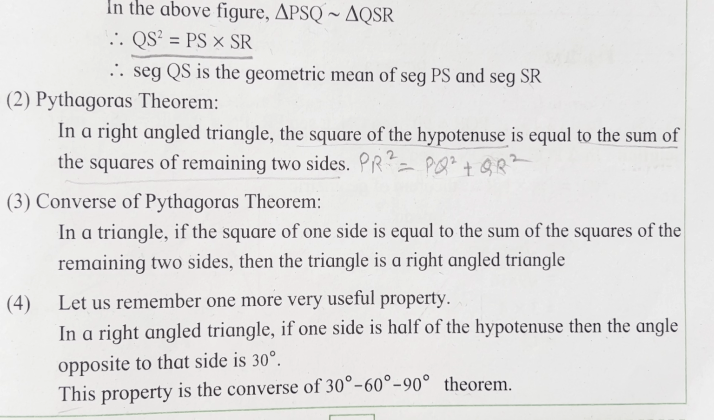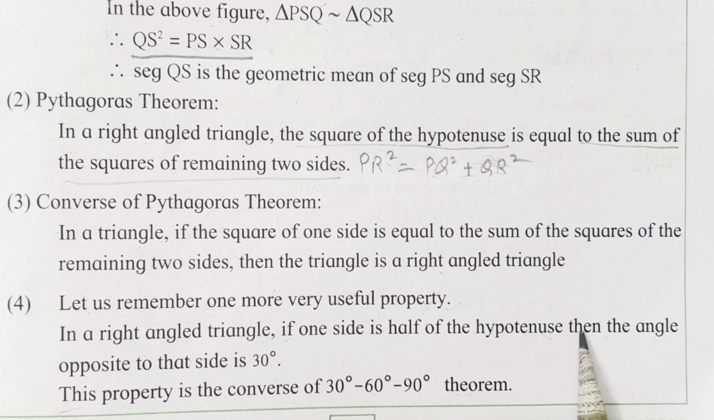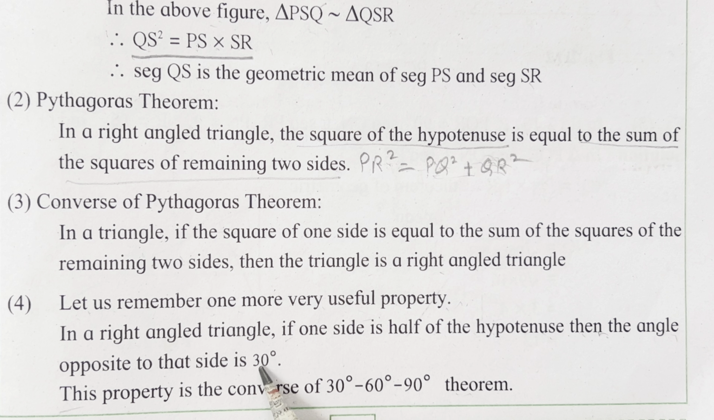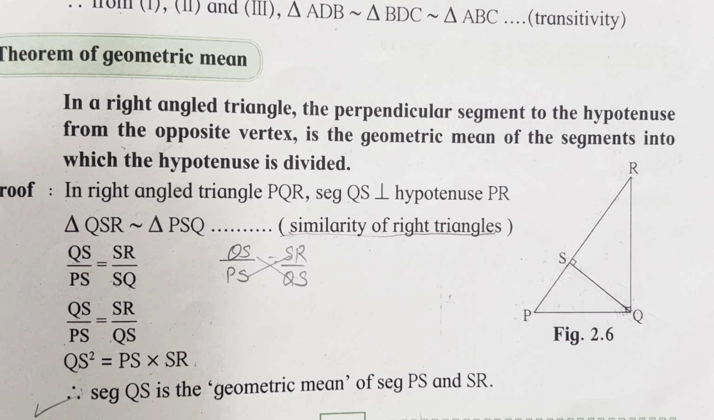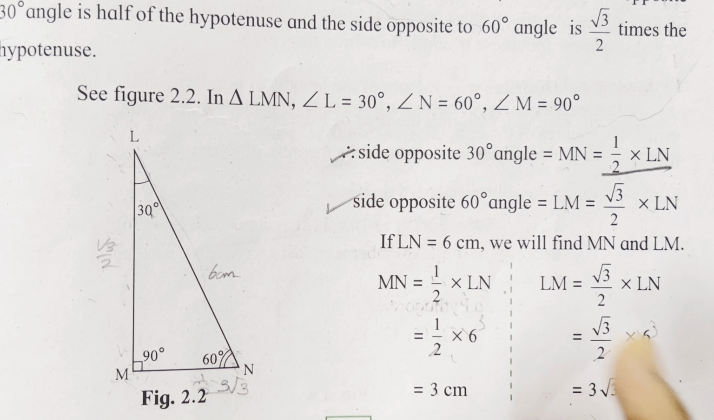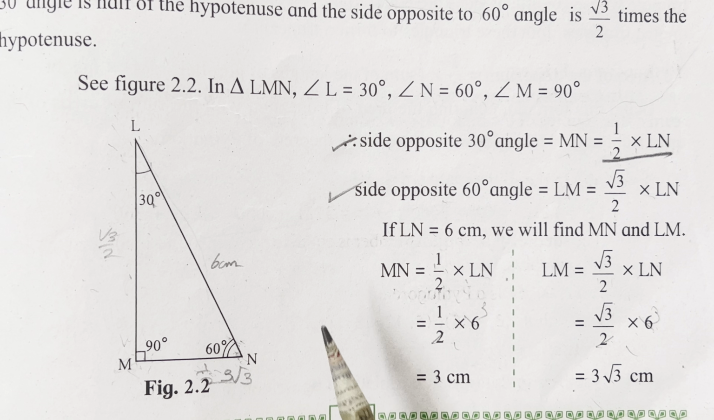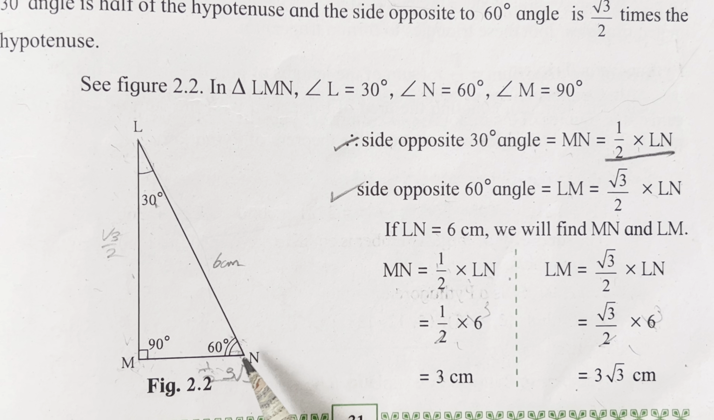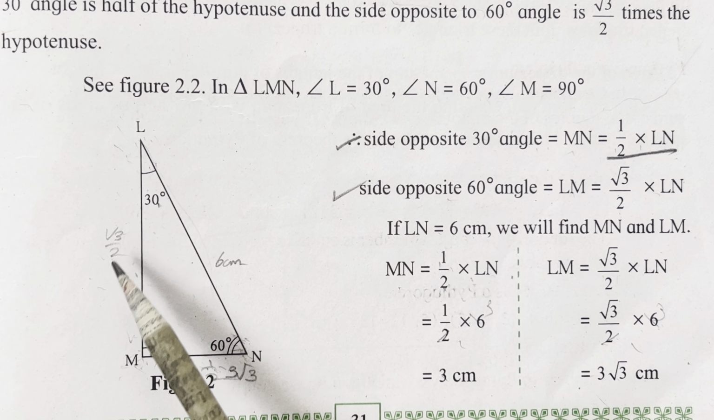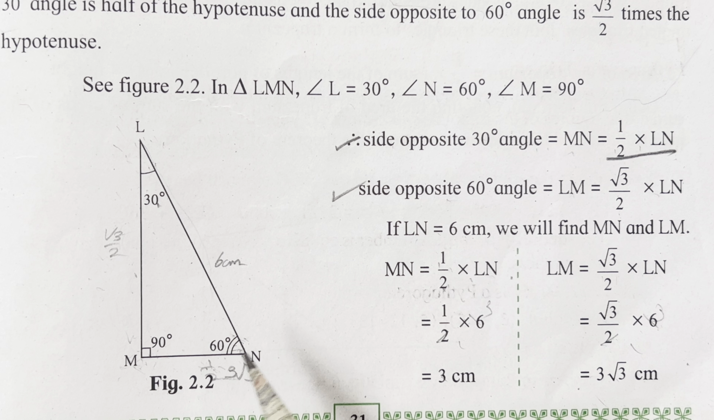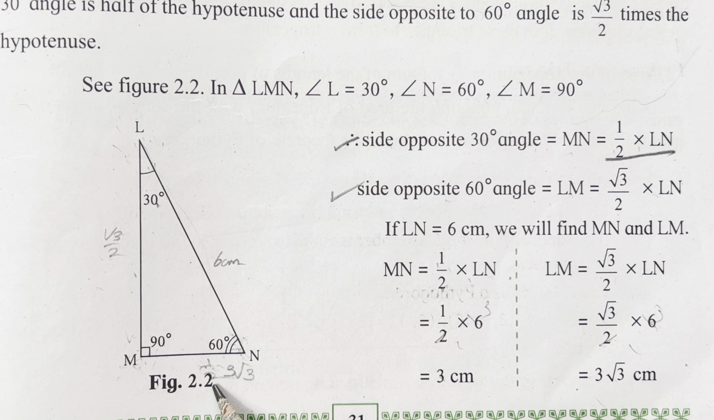Now the fourth one that you all have to remember, and a very useful property, it is stated over here also. In a right angle triangle, if one side is half of the hypotenuse, then the angle opposite to the side is 30 degree. Okay, so this property is converse of 30, 60, 90 theorem. We have already done 30, 60, 90 theorem over here, children. Okay, so I have explained this theorem also, that 30, 60 and 90. So side opposite to 60 is going to be root 3 upon 2, and side opposite to 30 is going to be 1 upon 2.